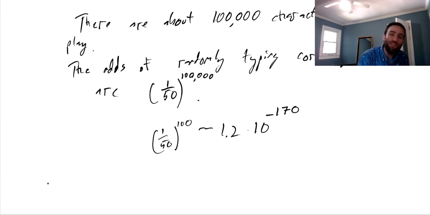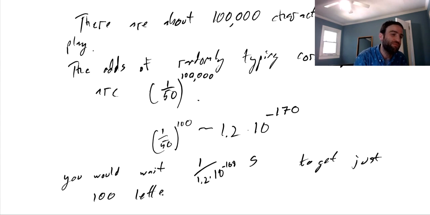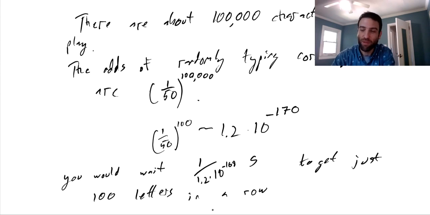So even if you're typing 100 characters per second, you would have to wait 1 divided by this number, 1.2 times 10 to the minus 170, and at 100 characters per second, I'm going to write this as 10 to the 168 seconds to get just 100 letters in a row. How long is that? 10 to the power of 168 seconds.